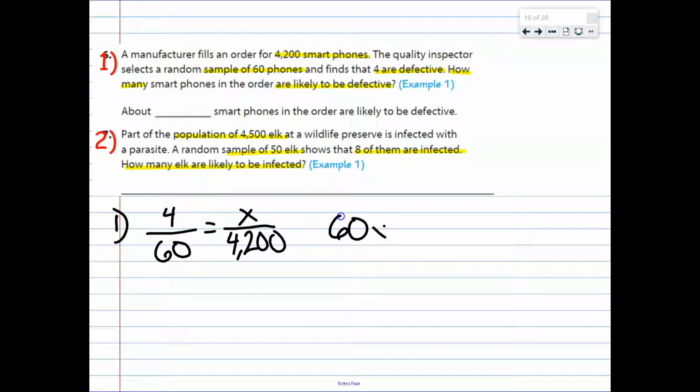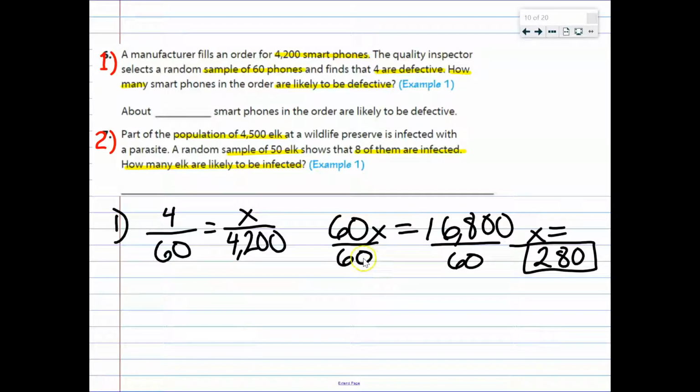We're going to get 60x, and we're going to find that that equals, when we go 4 times 4,200, that's 16,800, and then we can go ahead and finish the problem from there. All right, so to get x by itself, divide by 60 on both sides. That cancels this out, and then we're left with x equals 280. So we can predict that 280 of those 4,200 smartphones are going to be defective.